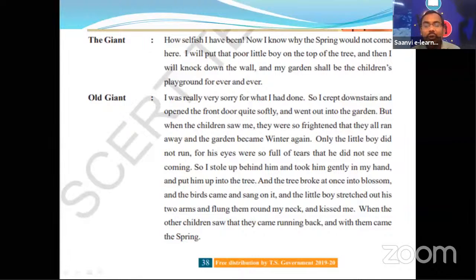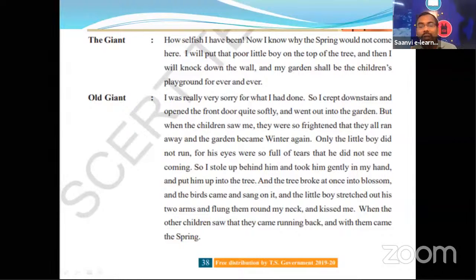Only the little boy did not run, for his eyes were so full of tears that he did not see me coming. Why did that little boy not run away? Because his eyes were filled with tears. That's why he did not see the giant coming.